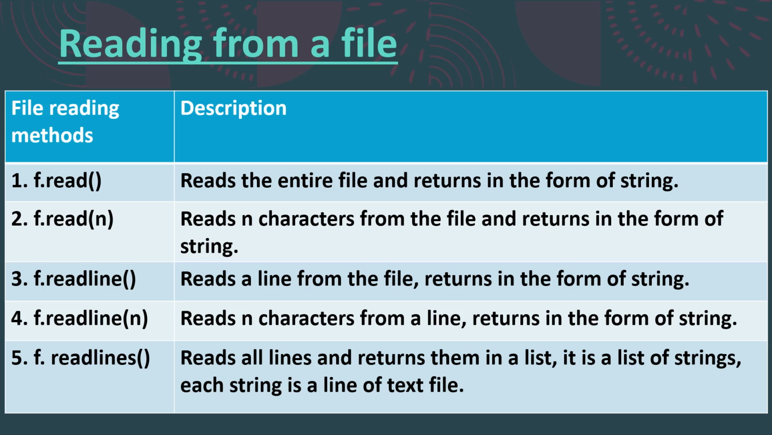Similarly, another function is readline. The readline function will read one line from the file and it will return that line in the form of a string. Within readline you can also pass n, so it will read n number of characters from a line and return those characters in the form of a string. And another function is readlines, which will read all the lines and return them in the form of a list. Here each list item is one line of text. Now we'll see how these functions work.